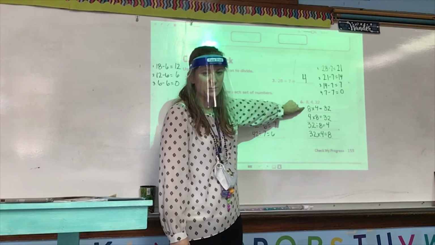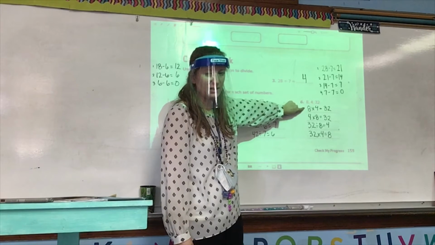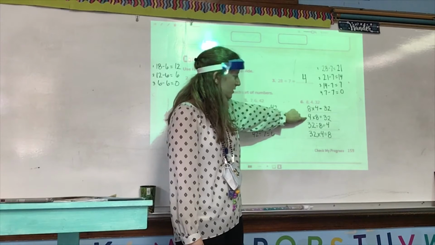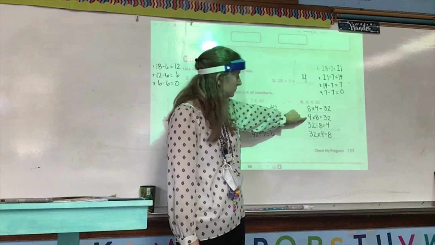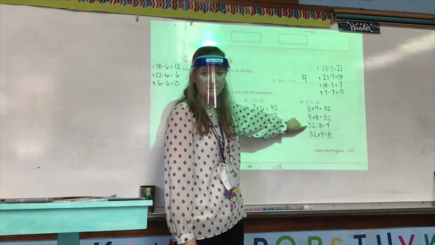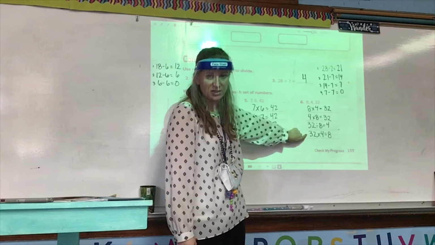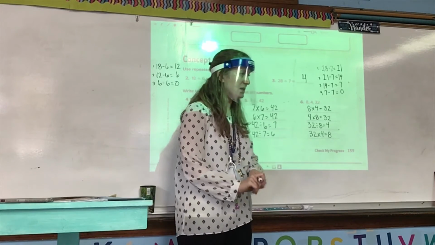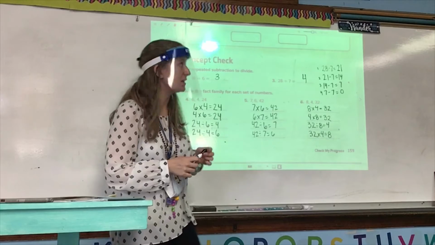8 times 4 equals 32. Carla, again, you're not listening. 4 times 8 equals 32. 32 divided by 8 equals 4. 32 times 4 equals 8. It's like you're making a checklist.